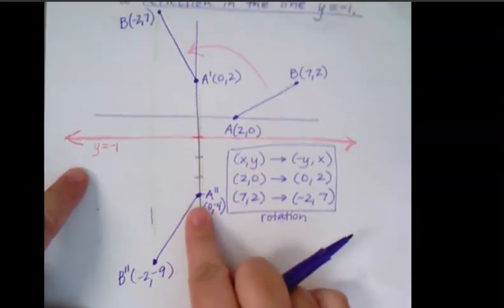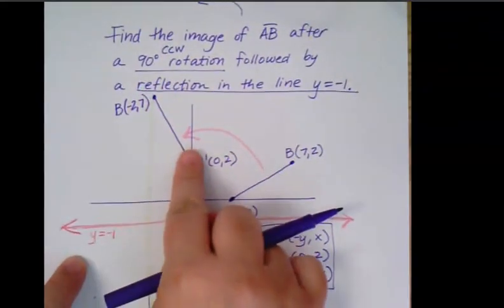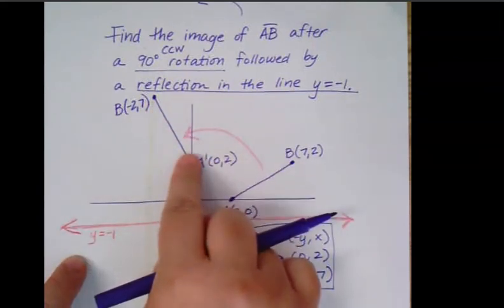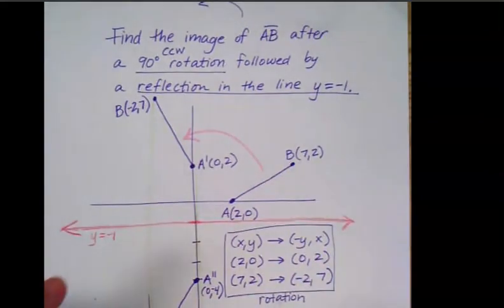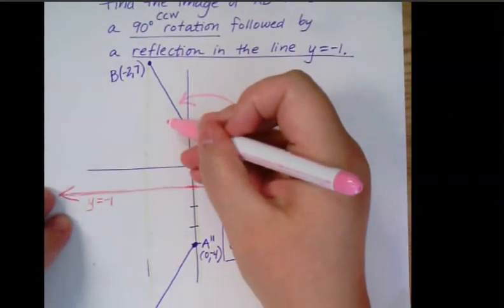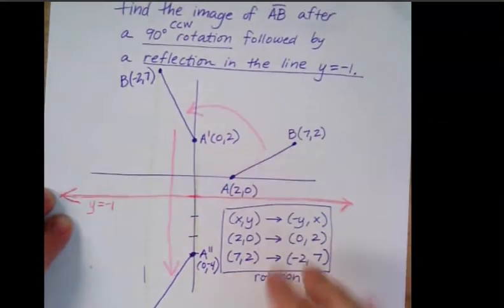So this would be my answer, not this one. A lot of times your teacher won't even make you show this one. And sometimes if you do, you might want to do it lightly, like in pencil, just to give yourself the reference point. So we did our rotation, and then we did not a translation, we did a reflection across the line y equals negative 1.